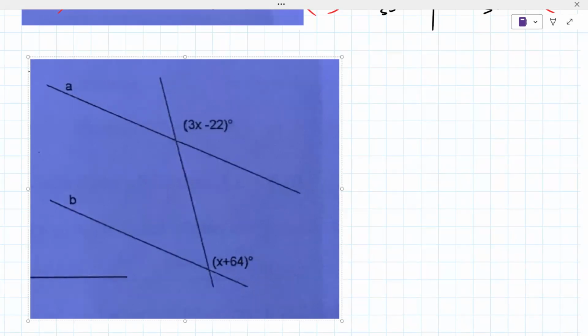These are congruent. Why are they congruent? They're corresponding. Yes, so you can set them equal and solve for X. Whatever you get for X, when you put it back in, should give you the same angle measure for both.